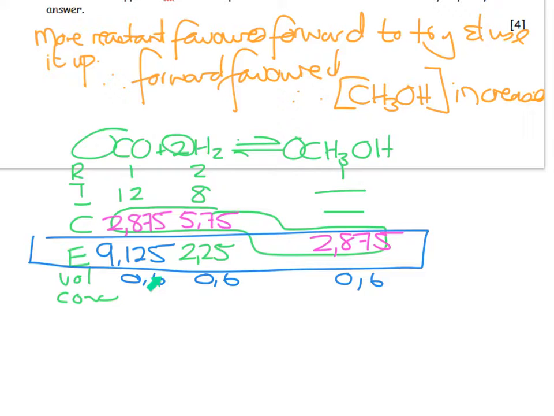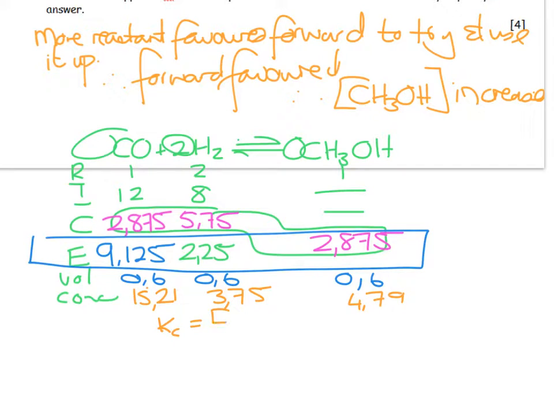Concentration is number of moles divided by volume, number of moles divided by volume, number of moles divided by volume, and so my concentrations turn out to be equal to 15,21, 3,75, and 4,79. Then what is Kc?